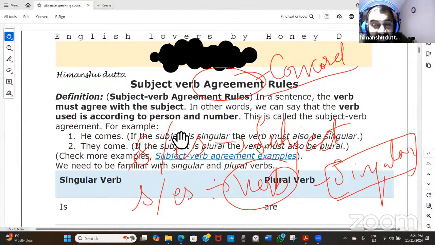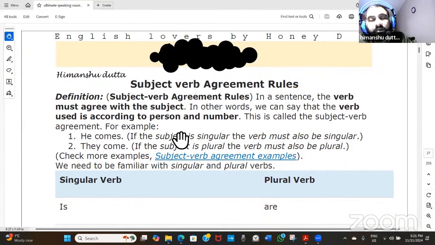Like if there is singular subject, there would be singular verb. If there is plural subject, there would be plural verb. That's a universal rule that you need to understand.